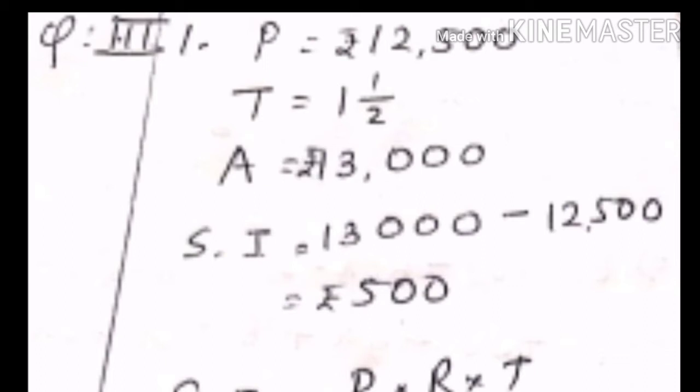Now we move on to question number 3. First is again a compound interest type of question, in which you are given principal 12,500, time is 1.5 year, and it is given compounded half yearly, and it amounts to 13,000 at the end of the first half year. So first half year means we can find SI. So A minus P, I get my SI 500.